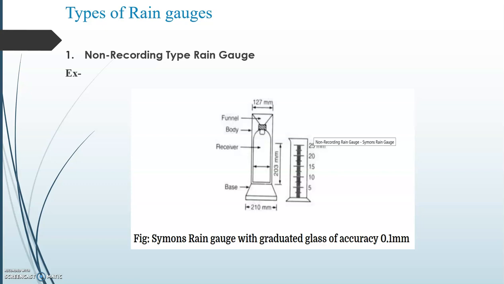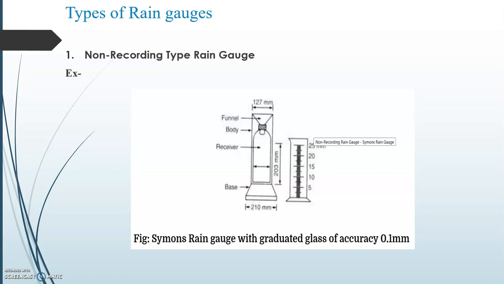Now we know precipitation, but how to measure this precipitation or rainfall? For this there are two types of rain gauges by using which we can measure precipitation. The first type is the non-recording type rain gauge. In non-recording type, Simon's rain gauge is one example. The second type is recording rain gauges. In recording rain gauges, there are many examples.